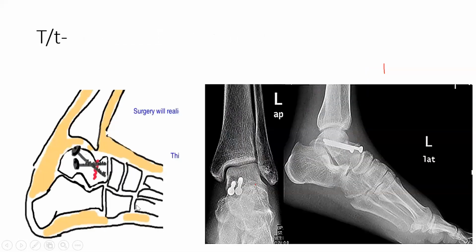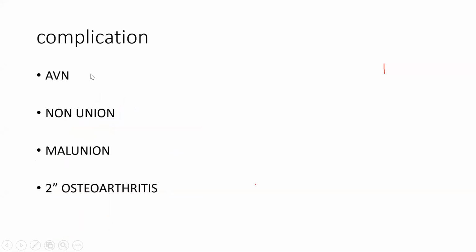Now this is the treatment. Whenever this gets fractured, there is more chance of AVN and non-union. AVN means death of the bone. One way is to put a cast on the talus. The other way is to put screws. You see these two screws fixing both bones. You can either cross the screws or simply put two screws. Surgery is either screws or casting. Complications are AVN, non-union, malunion, and secondary osteoarthritis.